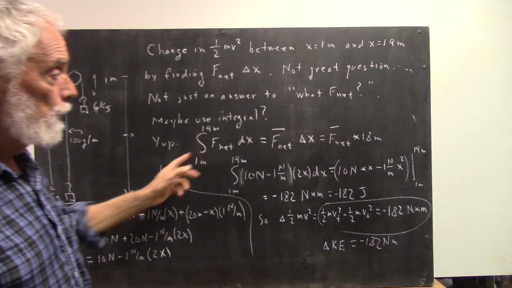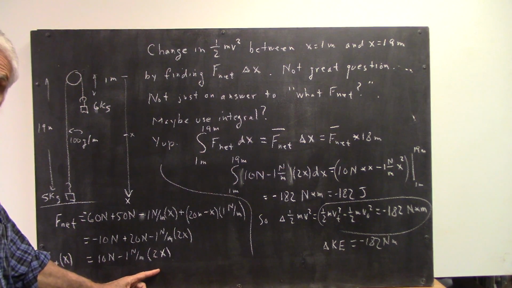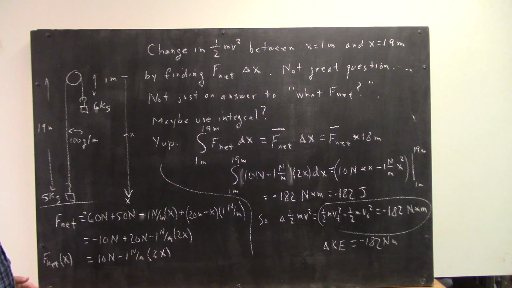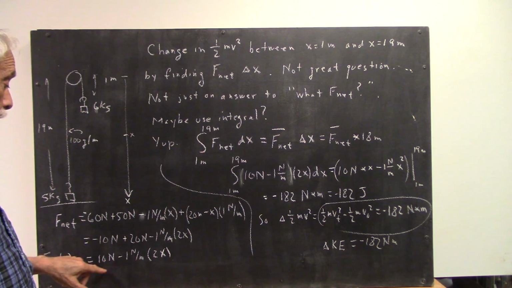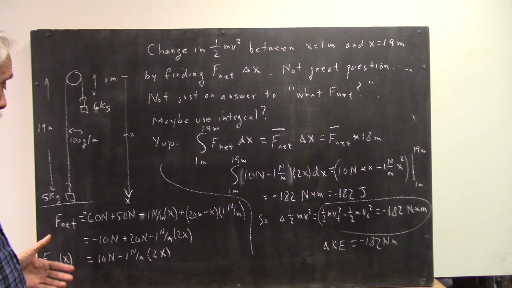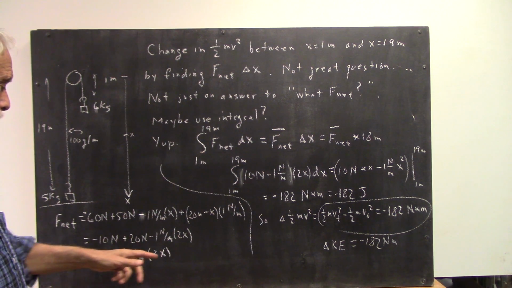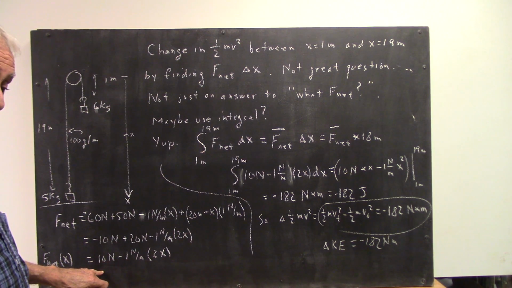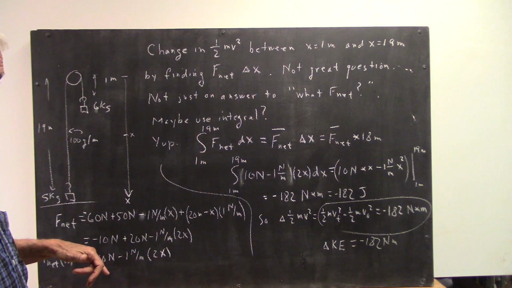I didn't do that, but we could shortcut the integration process here because f net is a linear function of x. So we could just take the initial value of f net, which occurs when x equals 1 meter, and the value then being 8 newtons, and the value of f net when x equals 19 meters. Now, at 19 meters, we're going to have negative 38 newtons from this term, and 10 newtons here is negative 28 newtons. So we've got 8 newtons averaged with negative 28 newtons.